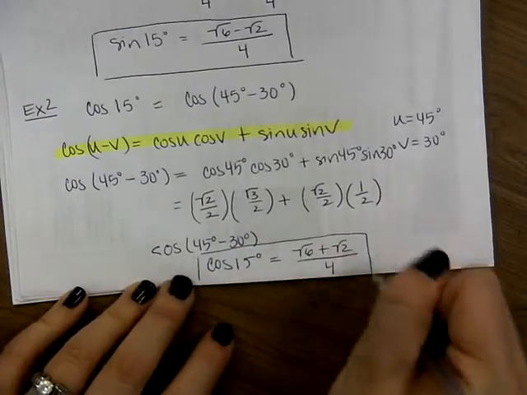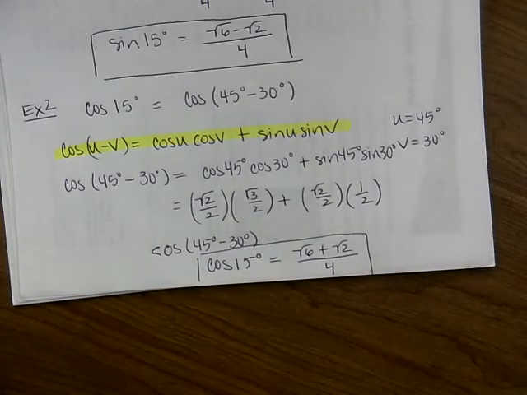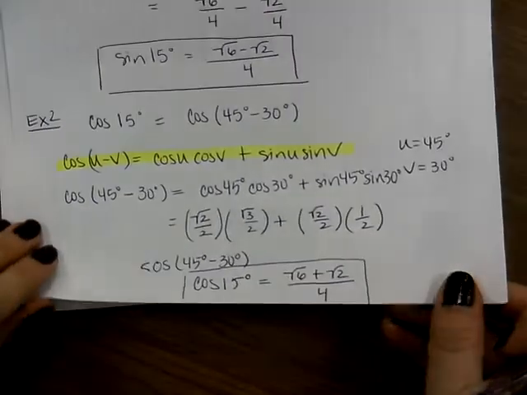Okay. Questions? Can you take a guess what example 3 is going to be? The tangent of 15 degrees. Let's try it.